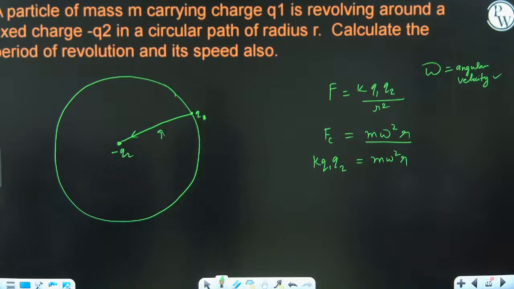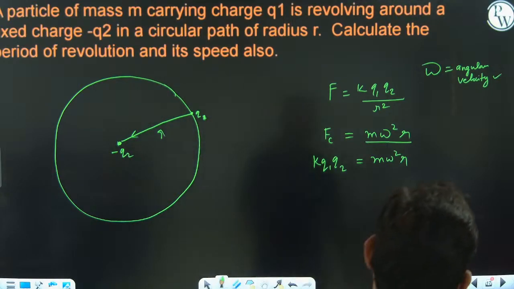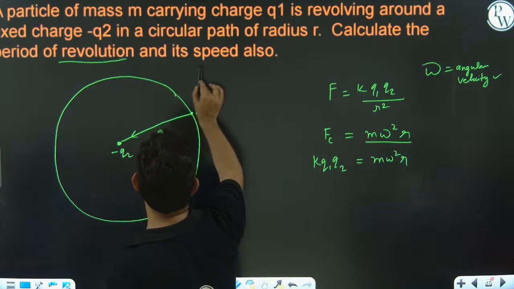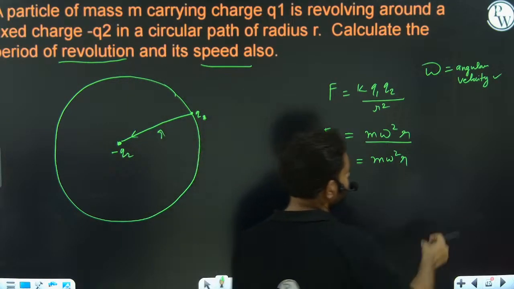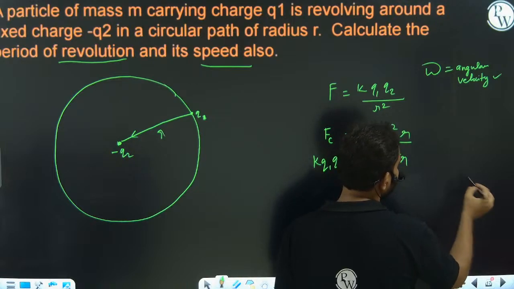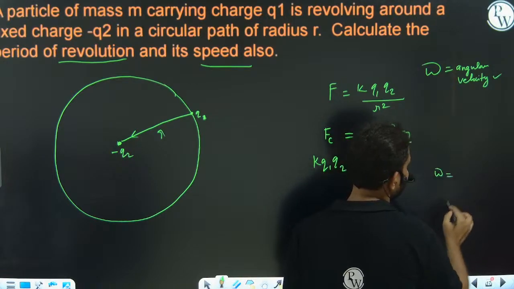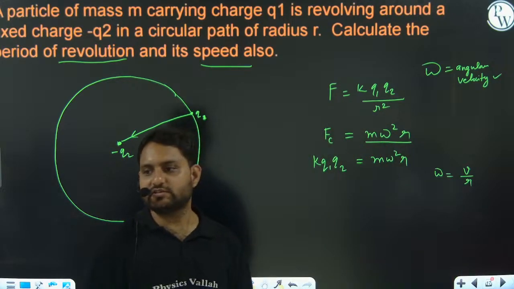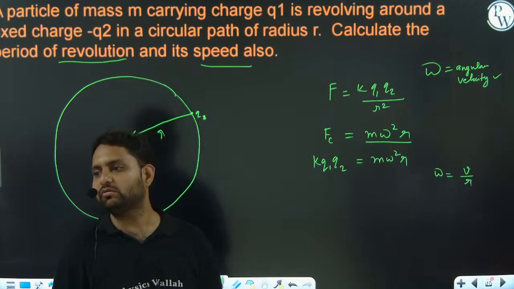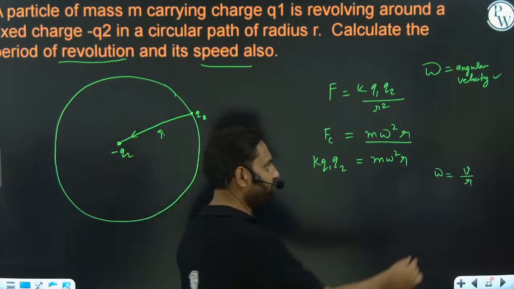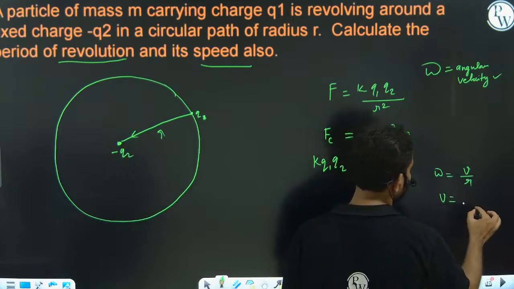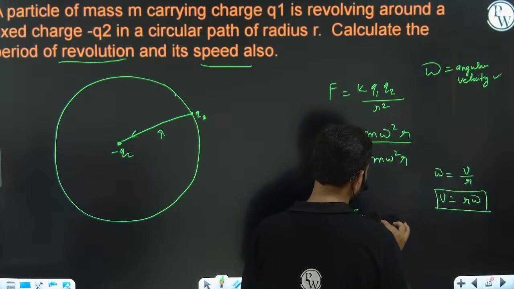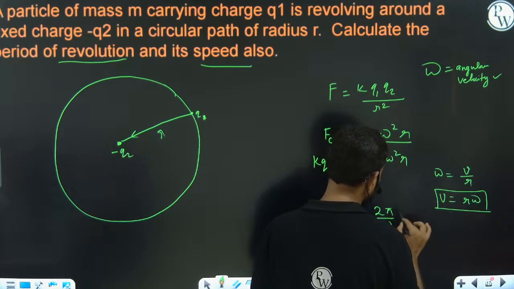If you can calculate omega, do you know what is the relationship between time period and omega? The question is asking speed, time period or revolution and speed also. Speed means v. Omega is equal to v upon r. Yes or no? So from here you can easily calculate v is equal to r omega. Correct? Time period T is equal to 2 pi upon omega.